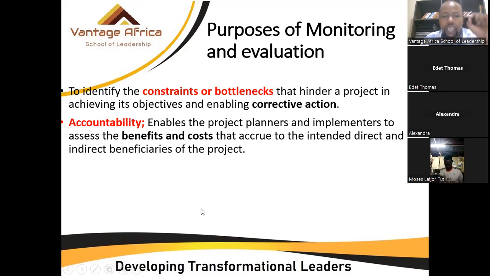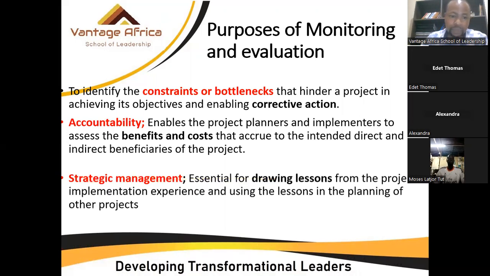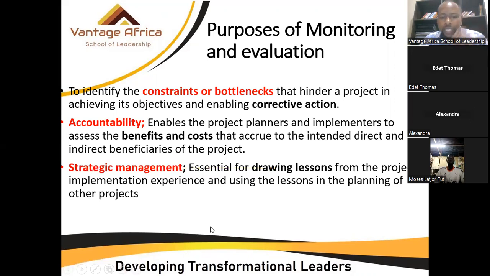So with monitoring and evaluation, we are able to identify whether it is a net positive or a net negative for this particular community. Very, very important. You must identify that as an M&E expert, okay? M&E also helps us in strategic management, okay?